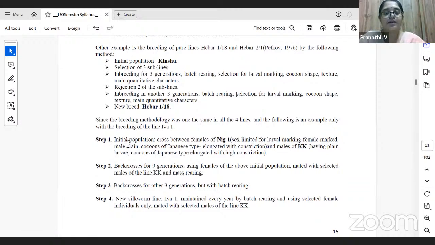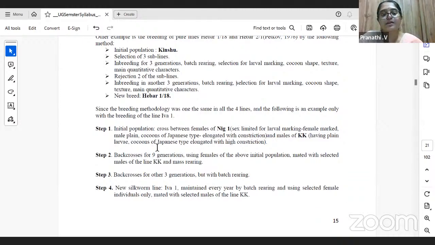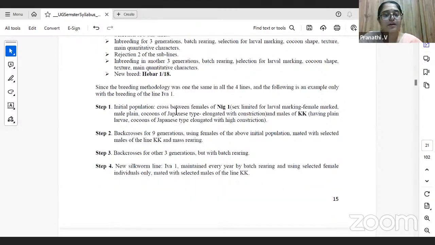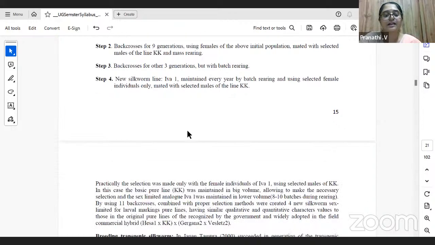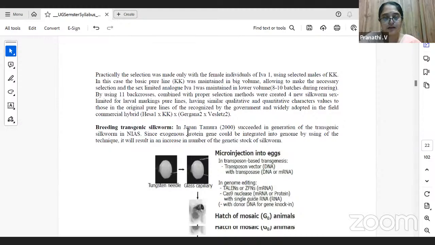In this way, with the breeding method, all the 4 lines were formed in the same manner. The initial population was a cross between female Naig 1 and males of KK, and then backcrosses were made for many generations. Finally, you have a new silk line, EVA 1.